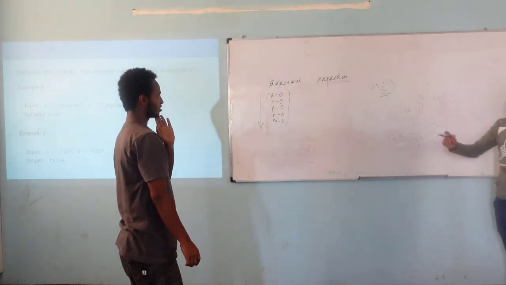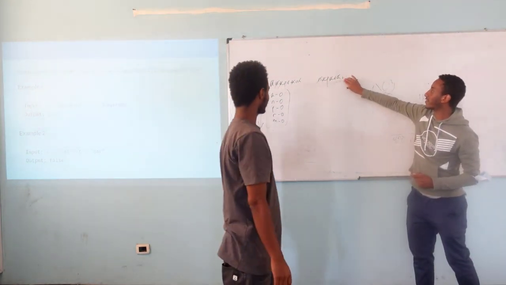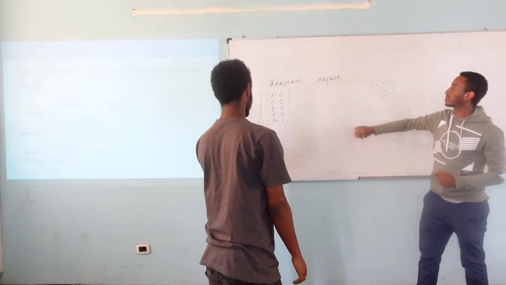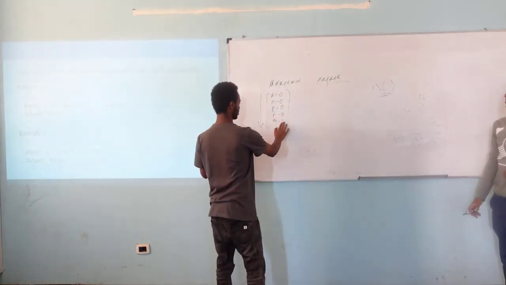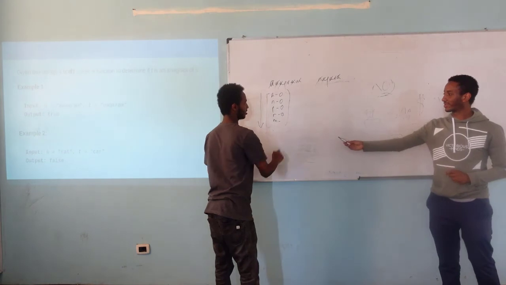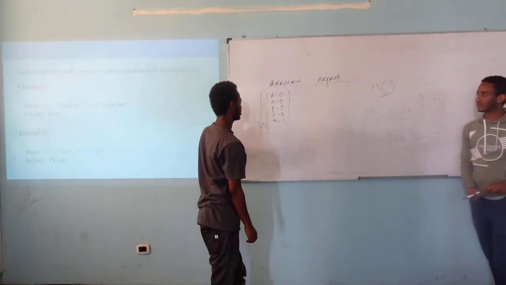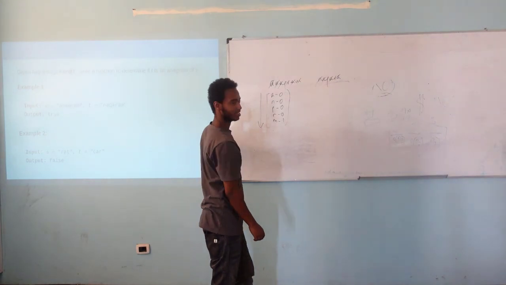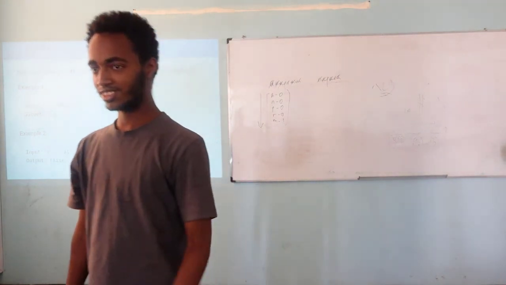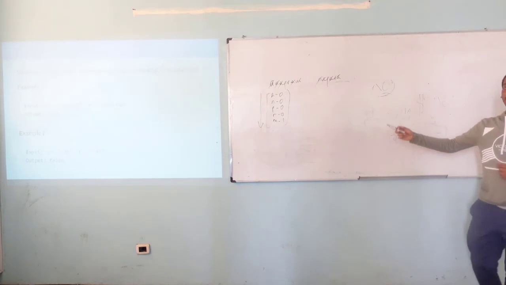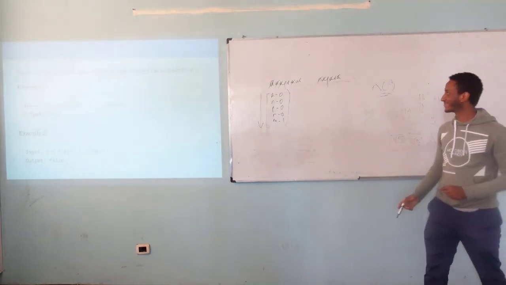Okay. For example, let's say we don't have M here. Then what would we have? M would be 1, right? You guys get the idea, right?